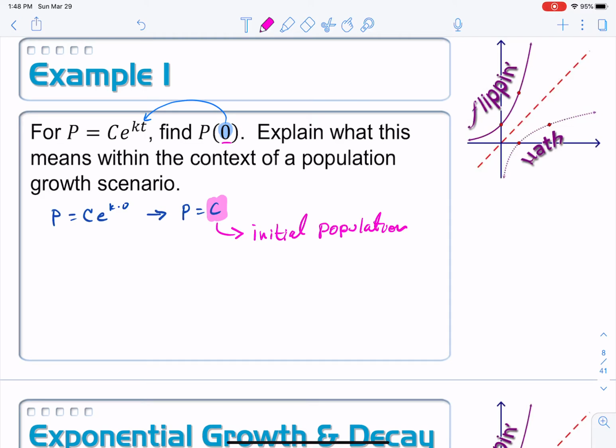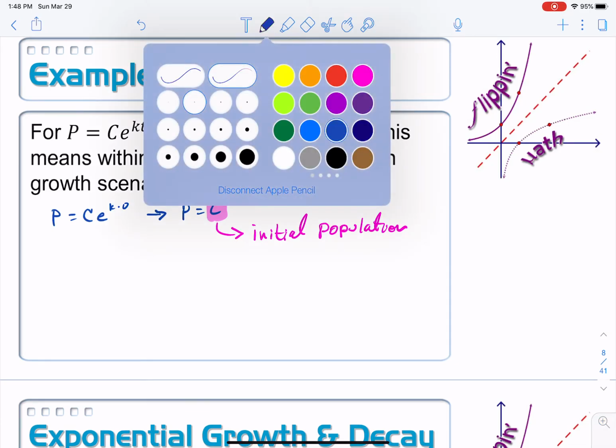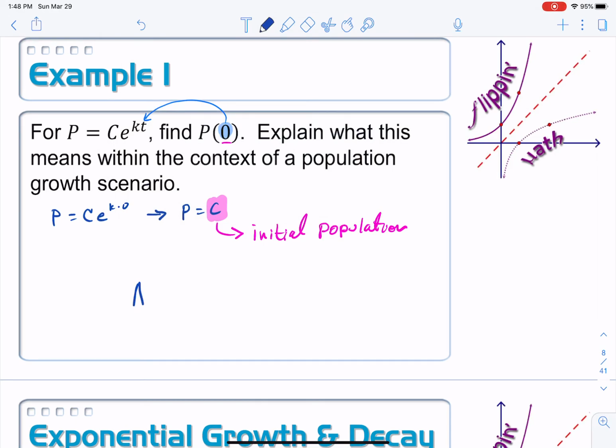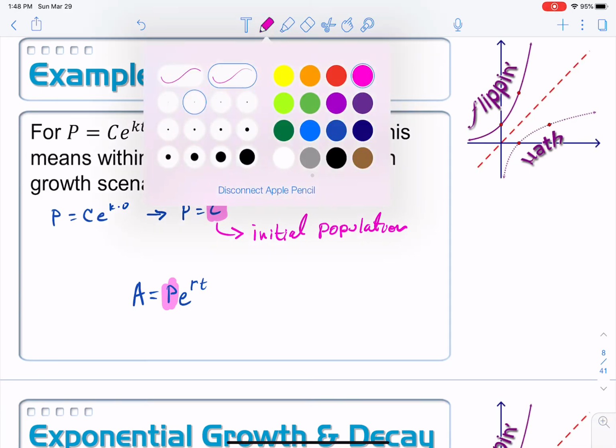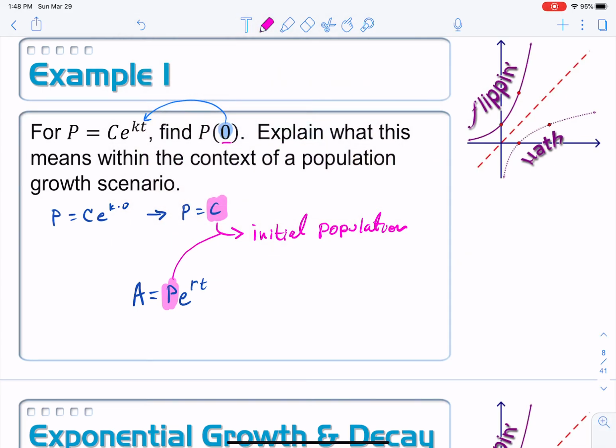An important conclusion, but it's one that maybe you anticipated, because when we talk about finance, you've got this model for continuously compounded interest, which is the amount in your account is equal to your principal times e to the r times t, and the p in this equation is the same thing as the c in ours, which is an initial amount. The principal is the amount of money that you start this whole situation with.